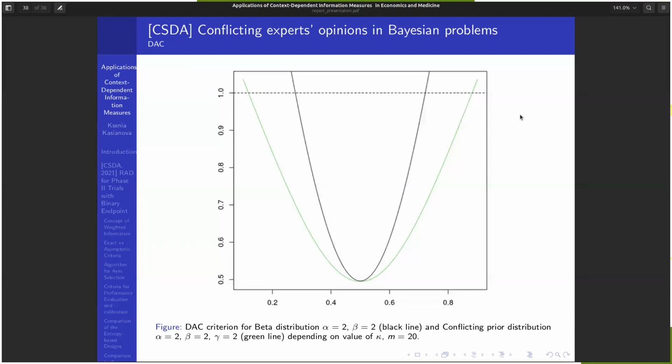And here you can see that indeed, for these specific values of the parameters, we can say that our conflicted prior distribution allows us to get a wider area where we do not have prior and data conflict. So I think here we can stop.